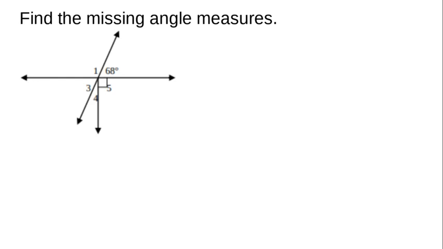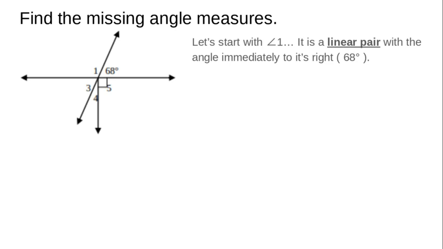Taking a look at this diagram, we want to find all of the missing angle measures. So if I look at angle 1, since that's the first number, the only thing that's marked there is a 68 degrees and a 90-degree angle box right here. So 68 degrees is this angle. If I go along that horizontal line right here, 1 and 68 degrees are going to have to add up to 180 because they are a linear pair. So if we do 180 minus 68, we find out the measure of angle 1 is 112 degrees.